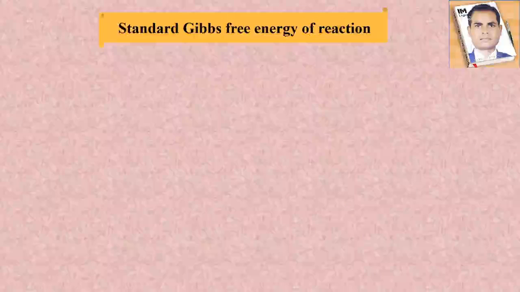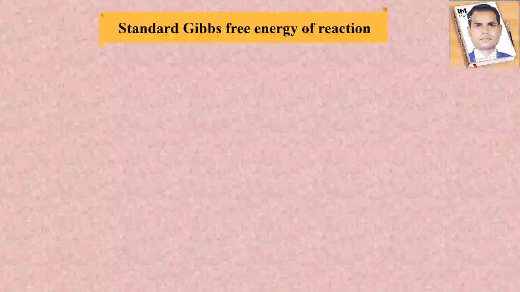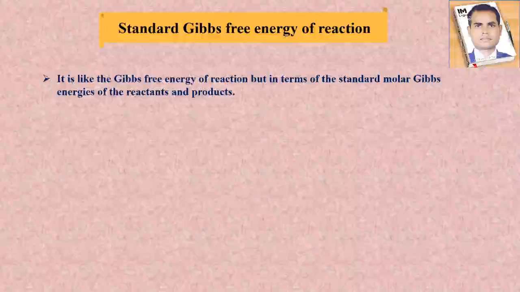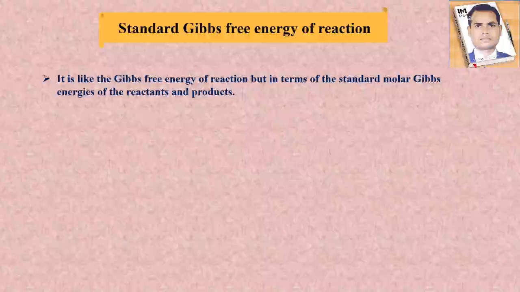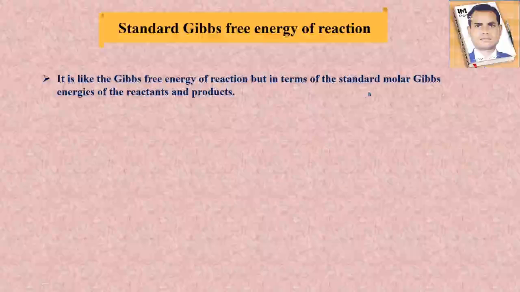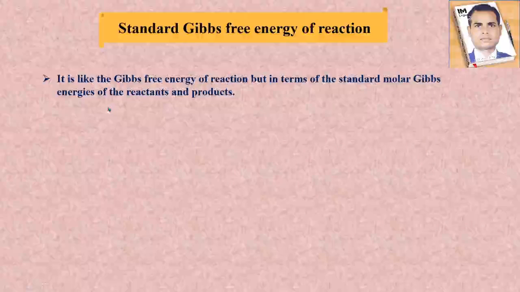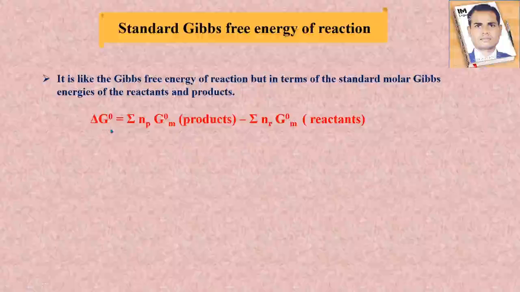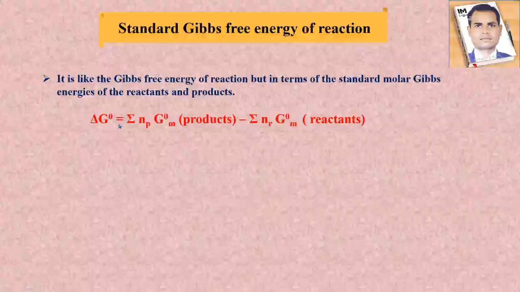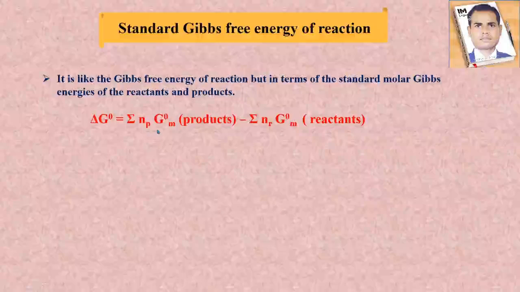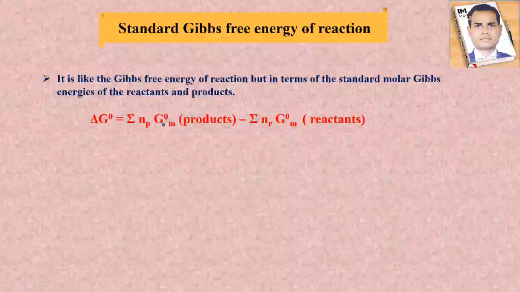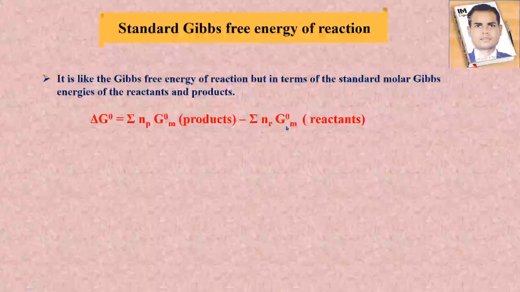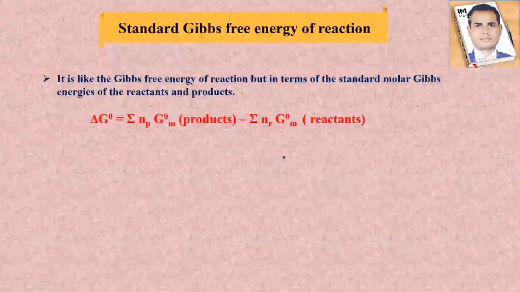Now we have to see the next topic, that is standard Gibbs free energy of reactions. So it is like the Gibbs free energy of reactions, but in terms of the standard molar Gibbs energies of the reactant and product. So you will write it in this way: delta G0 is equal to summation of Np G0 M for the product, and minus summation of Nr G0 M for the reactant.